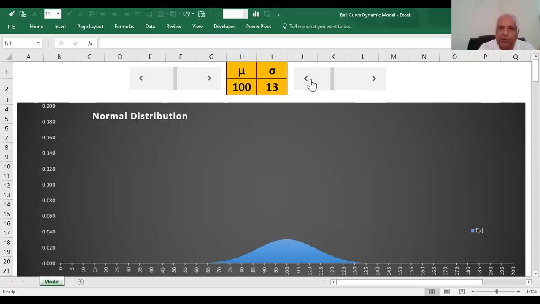What if we reduce the standard deviation? It becomes taller and slimmer, taller and slimmer, taller and slimmer. Let's take it to one, it goes through the roof.